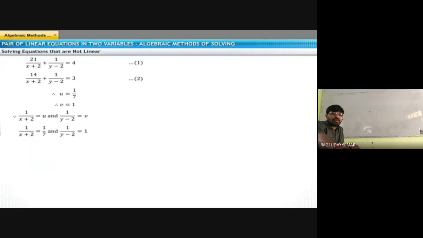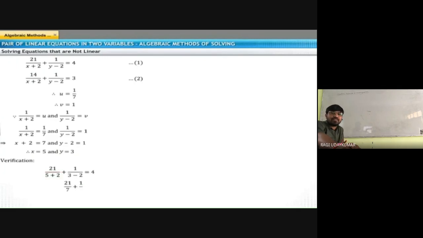So now we get x plus 2 equals 7 and y minus 2 equals 1. On solving these two, we get the x and y values. Although the given equations are not linear equations, we should substitute these values in the given equations for verification. We can convert them into linear equations by considering one particular expression.